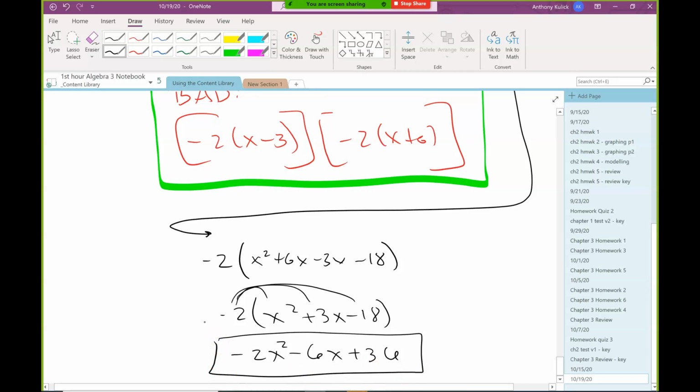And there's my final answer. So if you think about this, this is really the same process that we did on the previous example. We just had one more additional step at the end where we distribute that coefficient through whatever we just FOILed out, right? Which I think is the easiest way of thinking about it for me.